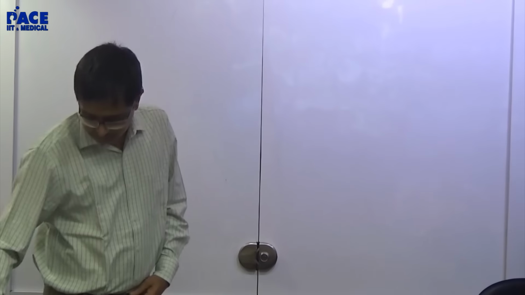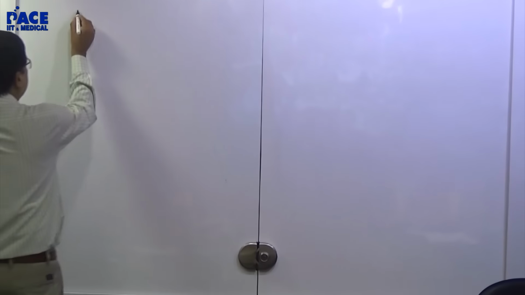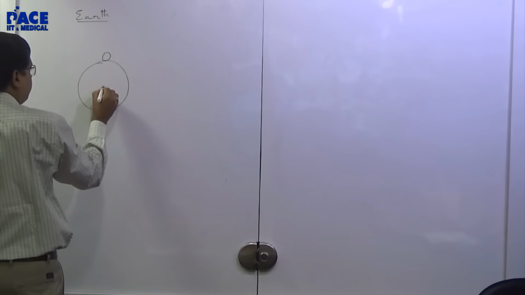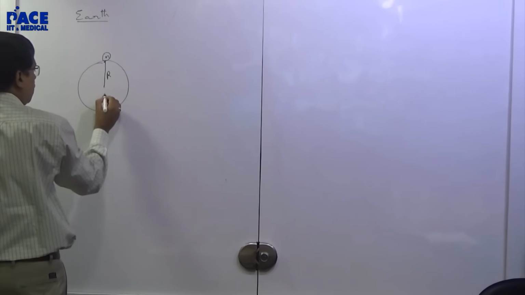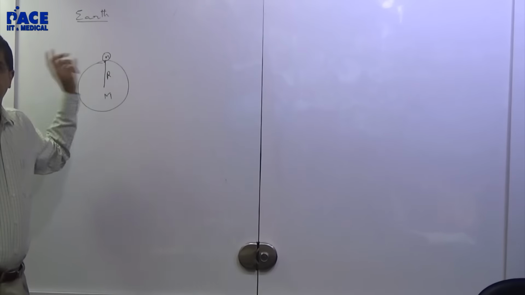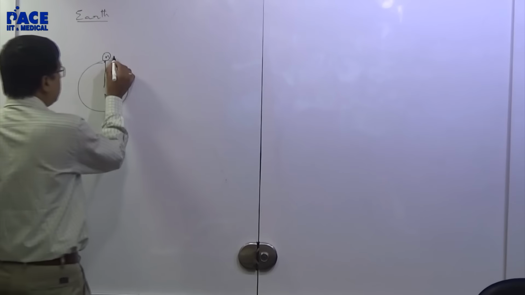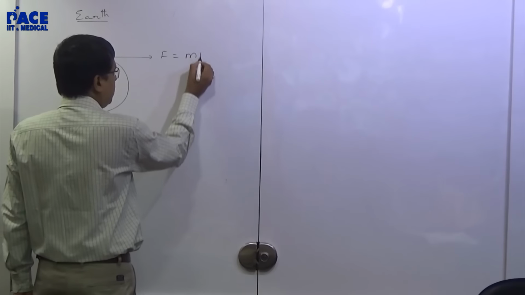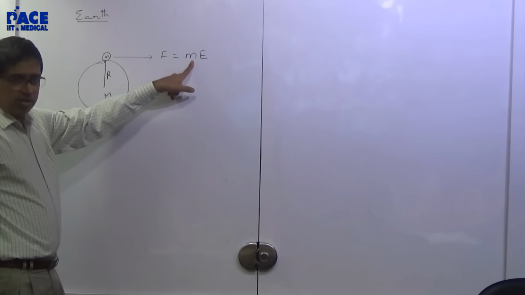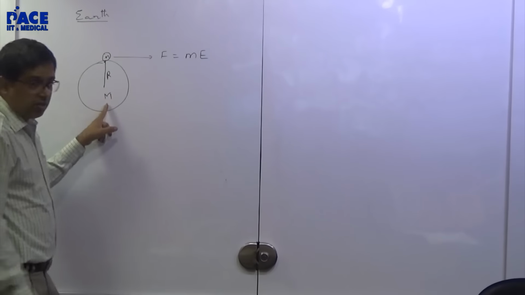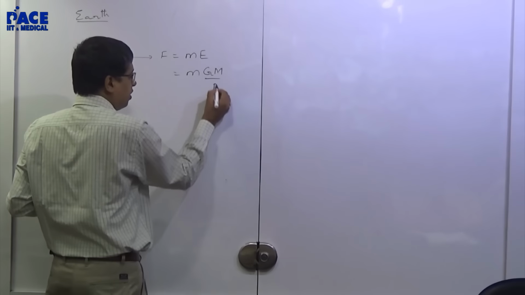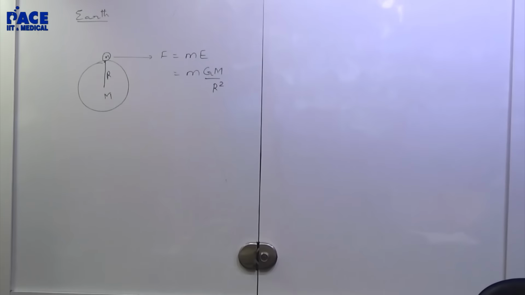Now listen. Suppose you are dealing with Earth. One important statistic that we give you is, this is R, this is small m, this is capital M. Capital M is the mass of Earth, small m is the mass of the body. What will be the force experienced by this? It will be m into capital E. M is the mass of the body, capital M will be the mass of Earth, E will be because of Earth. On the surface of Earth, it will be GM by r square. Yes or no?